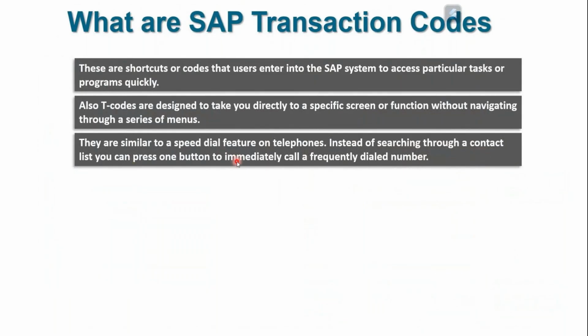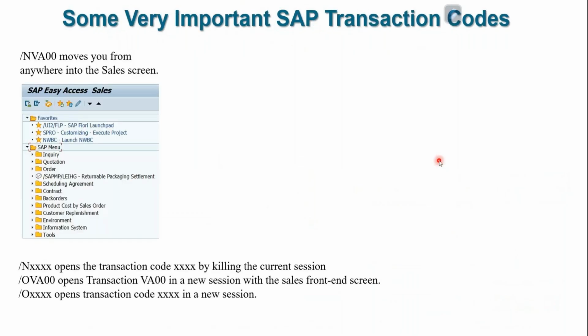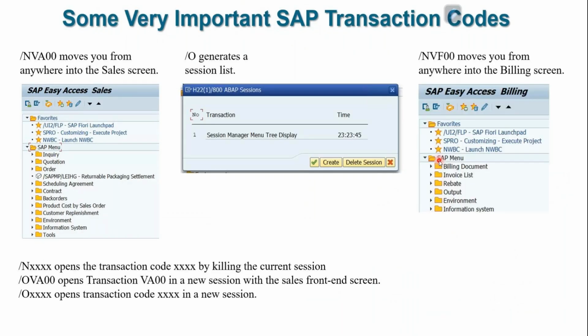You save a lot of time. Okay, it's like a speed dial feature. Instead of searching through a contact list, you can press one button which immediately takes you to a frequently dialed number. Okay, so that is what a transaction code is. It directly takes you where you want to go.